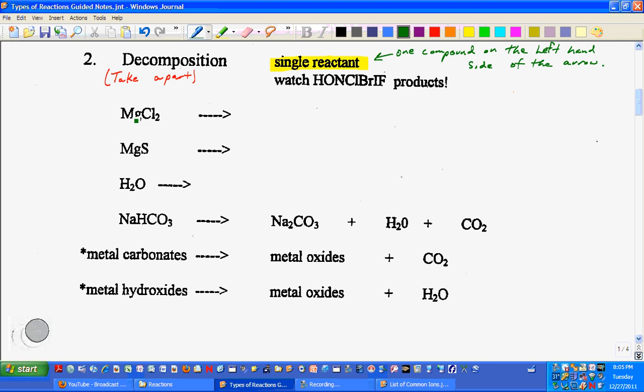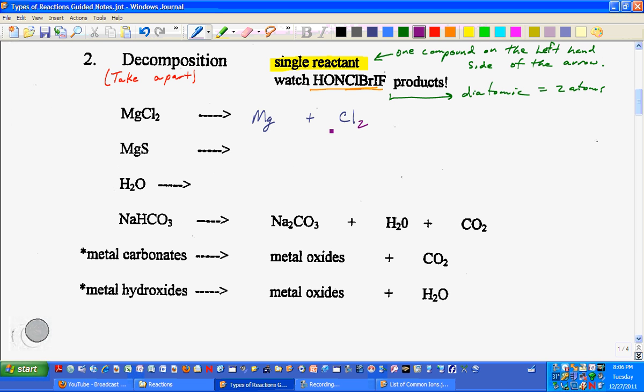side of the reaction arrow and break it into its elements, essentially. So I can see that I have magnesium and chlorine. Now, I can't just leave chlorine as Cl. Remember, chlorine is a Hankelbrief. We've got to watch for those. Hydrogen, oxygen, nitrogen, chlorine, bromine, iodine, fluorine, when they exist or are present in their elemental form, they form diatomic molecules. So these guys are diatomic. Means two atoms. So instead of just Cl, what I'll have is Cl2.